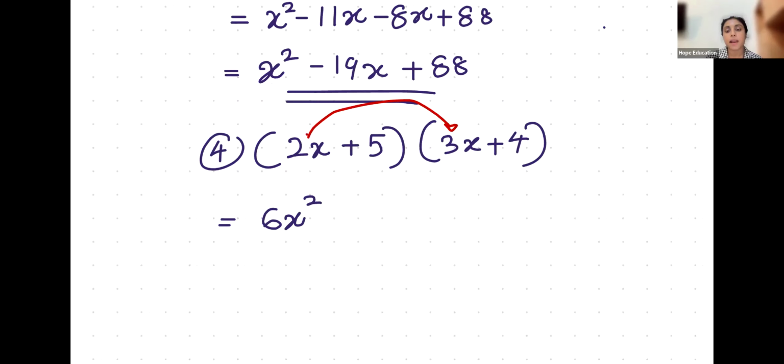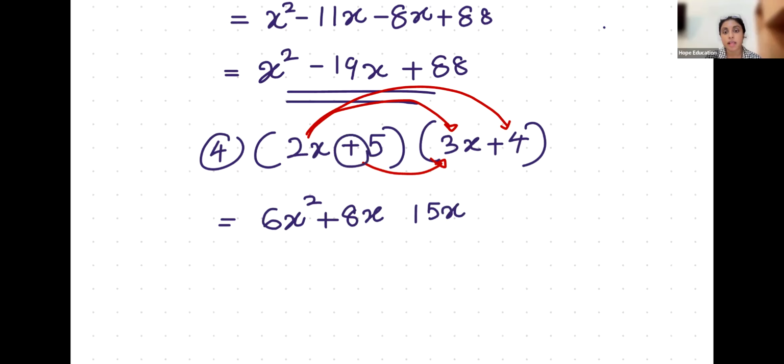Then 2x multiplied by 4. So 2 times 4 is 8 and there is x, so 8x. Here this is plus, this is also plus. Plus times plus, answer is also plus. Then 5 times 3x. So 5 times 3 is 15, that is 15x. Plus times plus is plus. Here this is 5, this is 4. So 5 times 4 is 20. This is plus, so the answer is also plus.